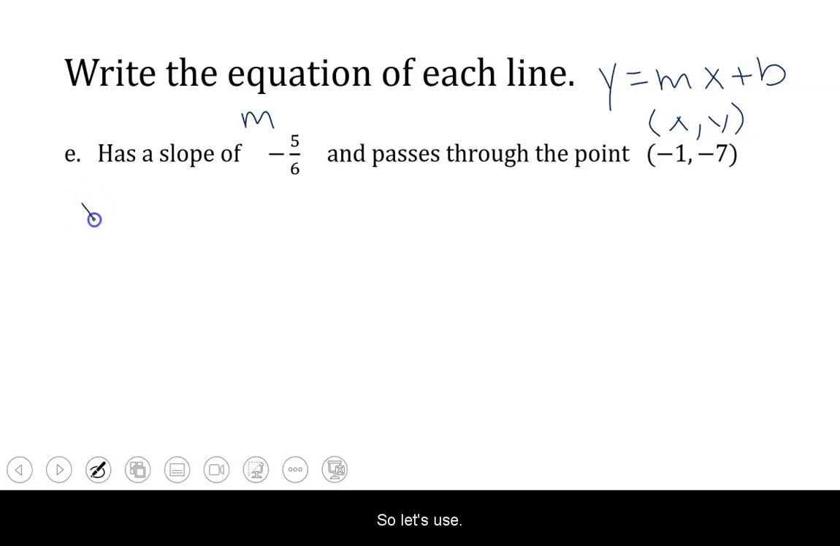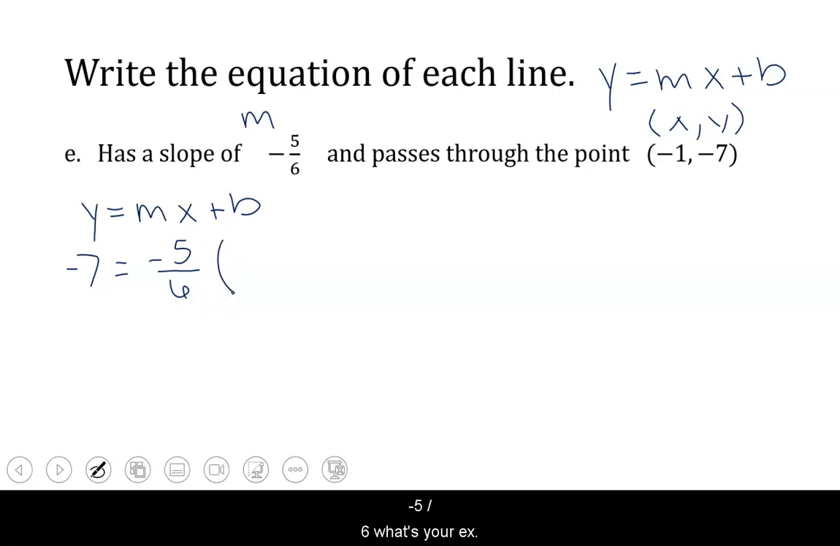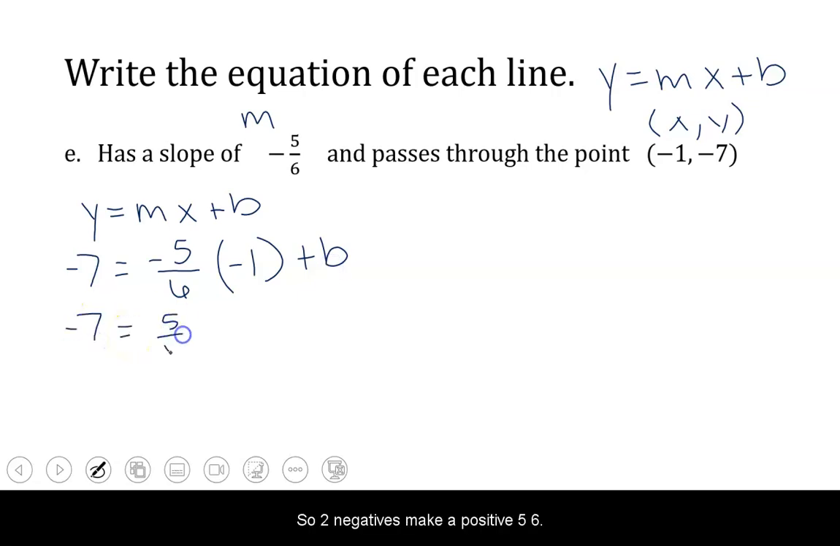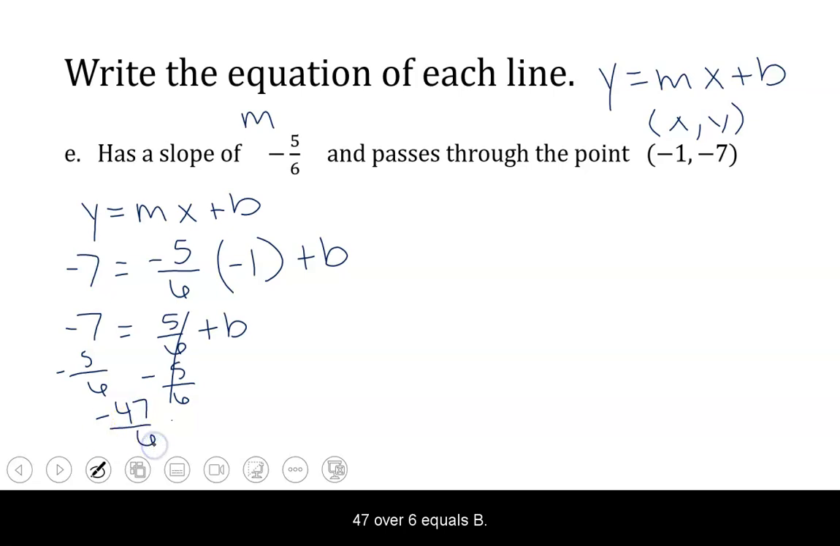So let's use our slope-intercept equation and plug in the numbers we do have. So what's our y? -7. What's our m? -5/6. What's your x? -1 plus b, and solve for b. So two negatives make a positive 5/6 plus b. Subtract 5/6 on both sides, so they cancel out. And that is -47/6 equals b.